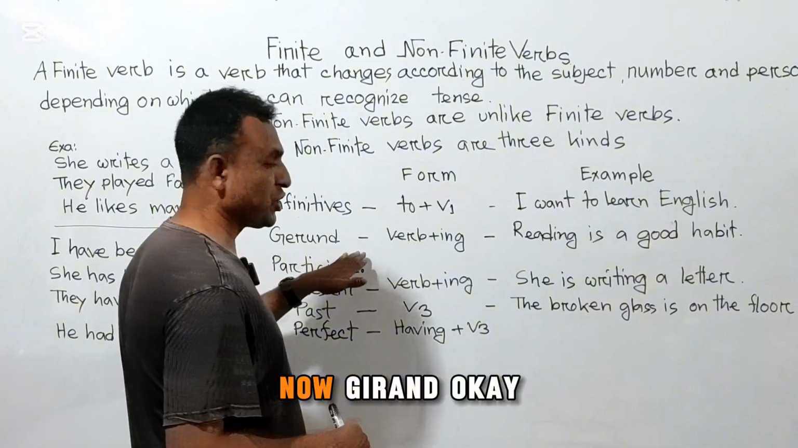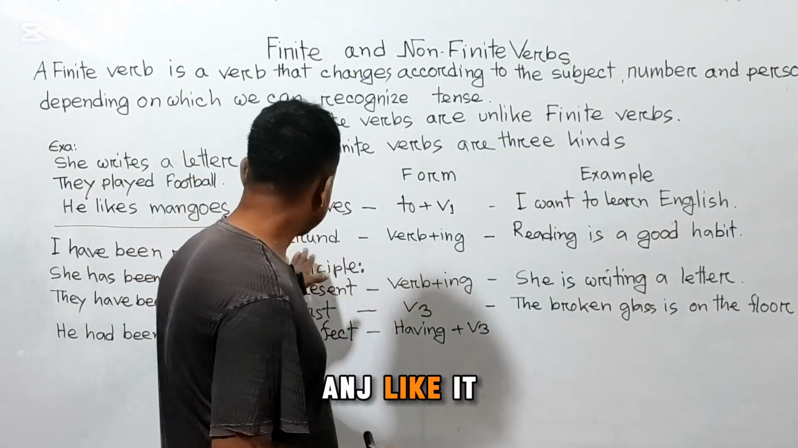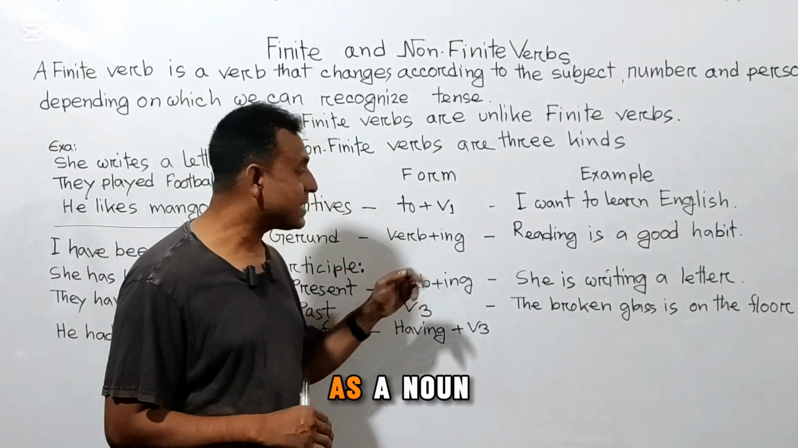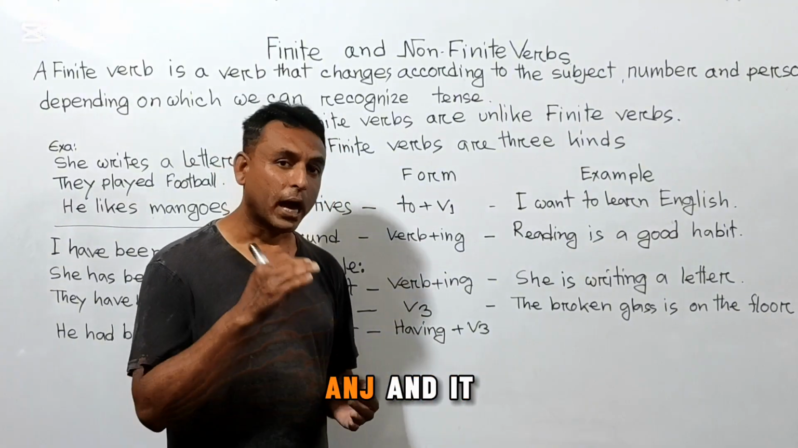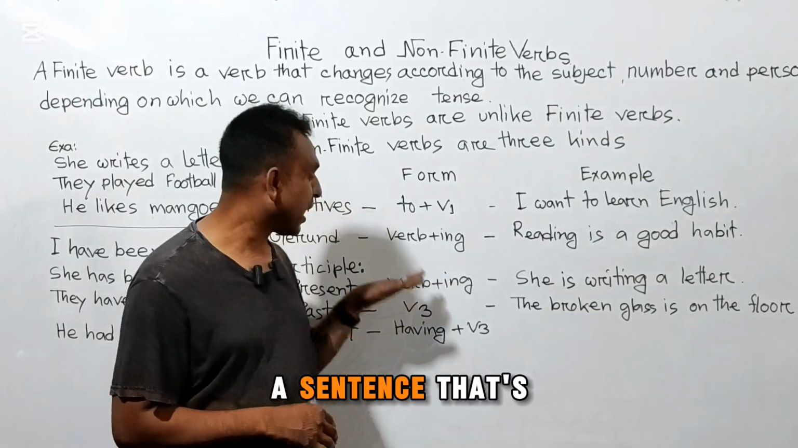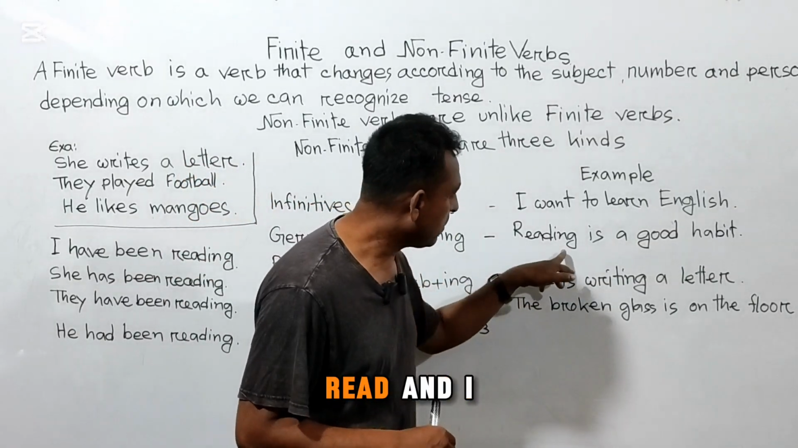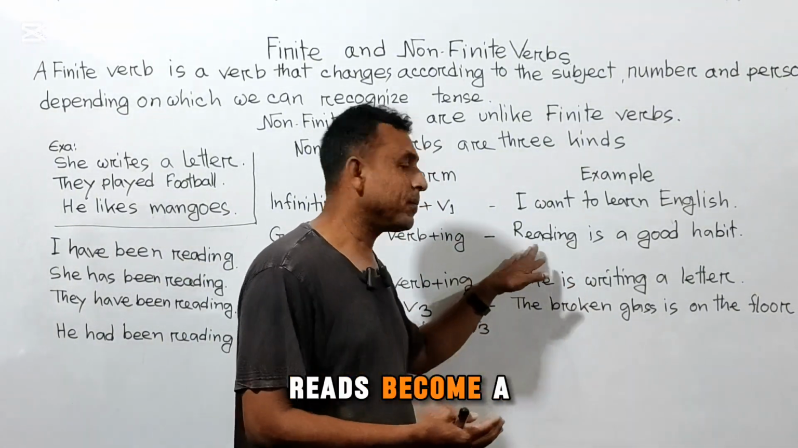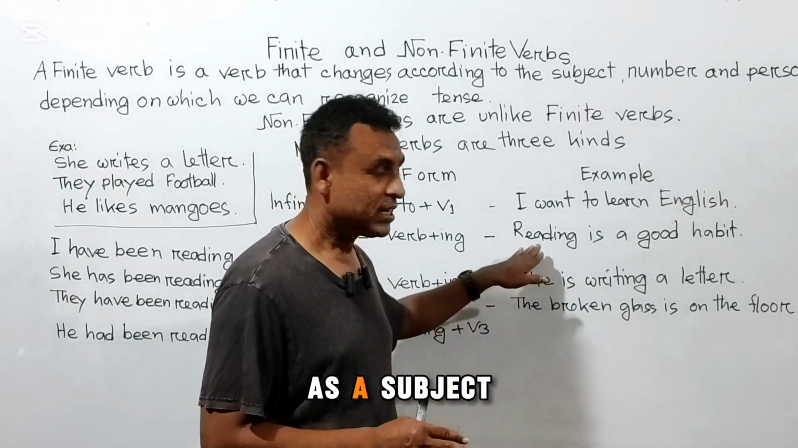Now gerund. Gerund is verb plus ing. A verb takes ing, but it acts as a noun in a sentence. Whenever a verb takes ing and acts as a noun in a sentence, that is called a gerund. Can you understand? Take read and add ing. By taking ing, reading becomes a noun here and it is a subject. Its function here is as a subject.